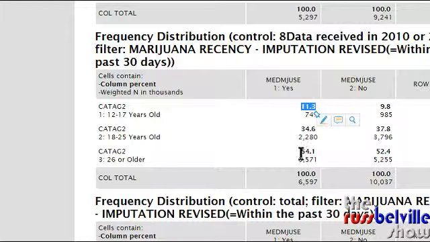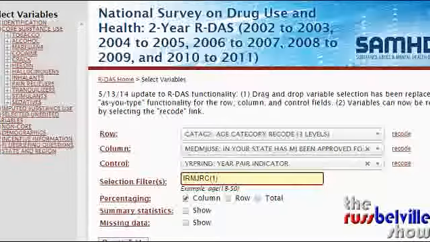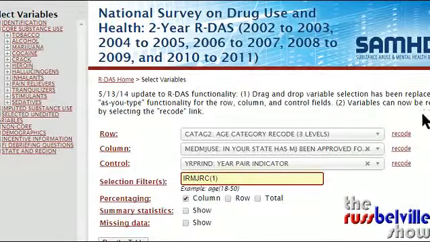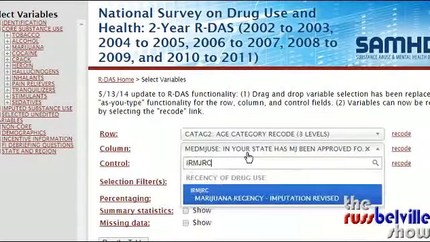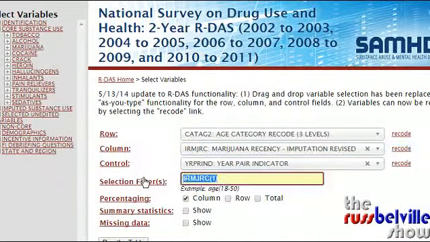And in the medical states, 54% of monthly users are over age 26 versus 52% in the non-medical marijuana states. More older adults use marijuana monthly in the medical marijuana states than they do in the non-medical marijuana states. And for more fun, you can break this down a different way. Instead of using medical marijuana use as the column, we can put the IRMJRC back up there. And we can pick this out by every particular state.